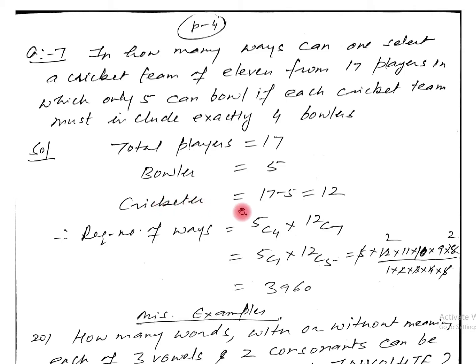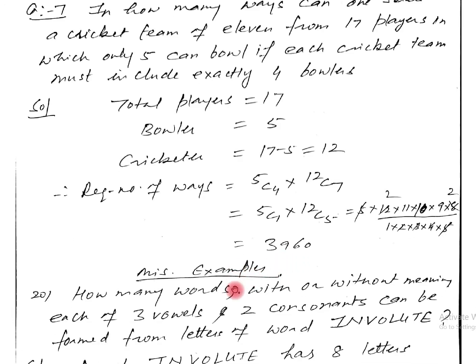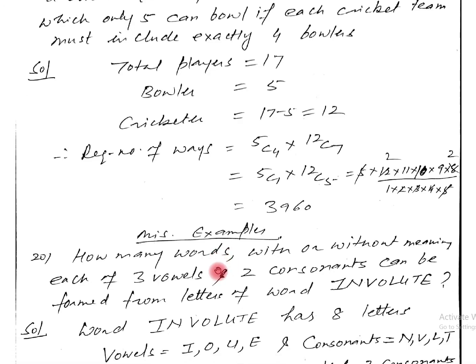Now the remaining batsmen are 12. Now 4 players have been selected. Now we have to select the remaining 7. So it can be done in 5C4 into 12C7. So 5C4 can be written as 5C1 and 12C7 can be written as 12C5. Doing the calculation, we are getting the required number of ways is equal to 3960. Let us see some more questions from the miscellaneous exercise or the miscellaneous example.